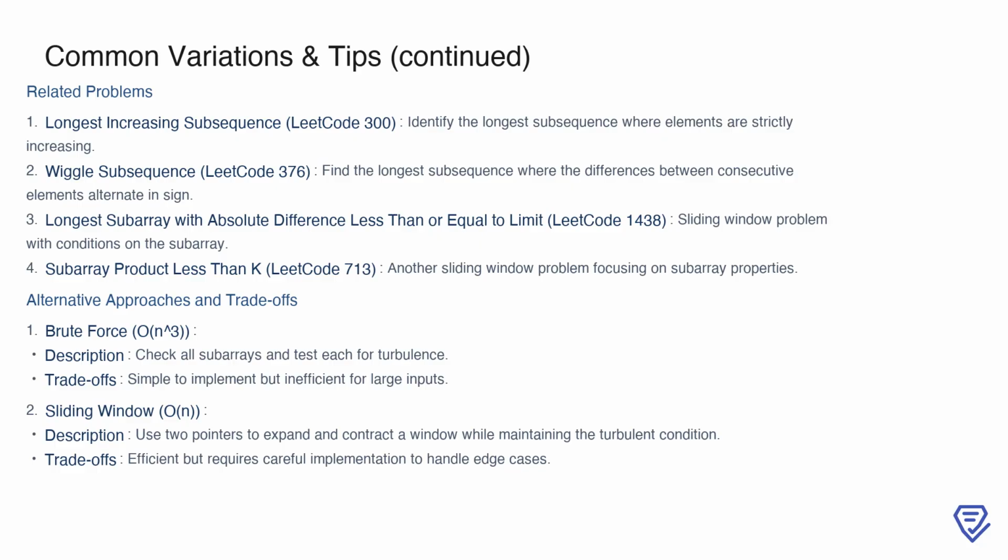Then there's the longest subarray with absolute difference less than or equal to limit, LeetCode 1438, which is a sliding window problem that emphasizes constraints on subarray properties. Finally, subarray product less than k, LeetCode 713, is another sliding window problem that can help you refine your approach to managing subarrays efficiently. When tackling these problems, it's important to weigh the trade-offs between different approaches. For example, a brute force solution, though simple, is rarely efficient. On the other hand, a sliding window approach, while faster, requires careful handling of edge cases to maintain correctness.